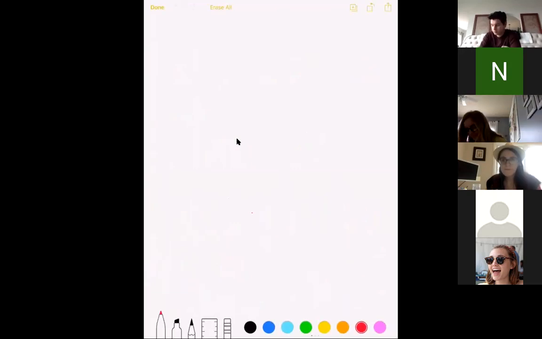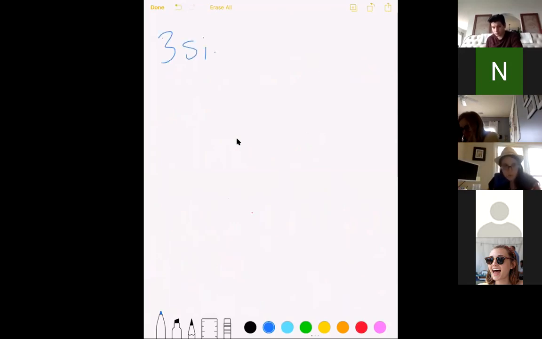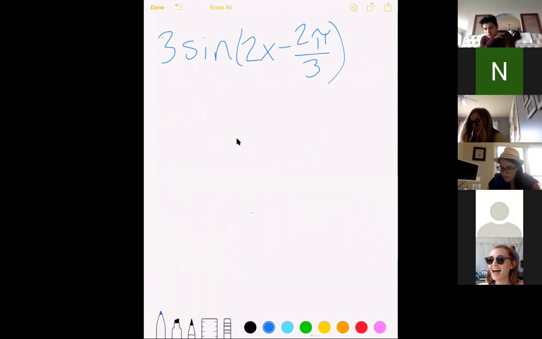All right, so question 3 is without a calculator. The first question is finding the period, which we're going to distribute the 2. So our function is now 3 times the sine of 2x minus 2 pi over 3. And then we can more easily see that our b is 2. So our period would be equal to 2 pi over 2, which is just pi.